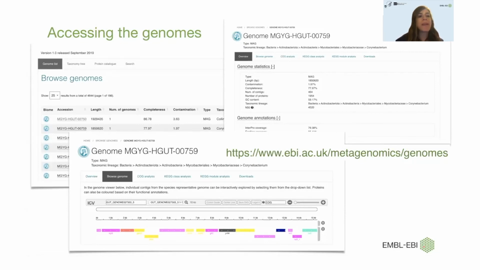In terms of accessing the SMGC, currently the SMGC is in an FTP link, but in the coming weeks, we plan to move it to MGnify, which is also where the UHGG is housed.